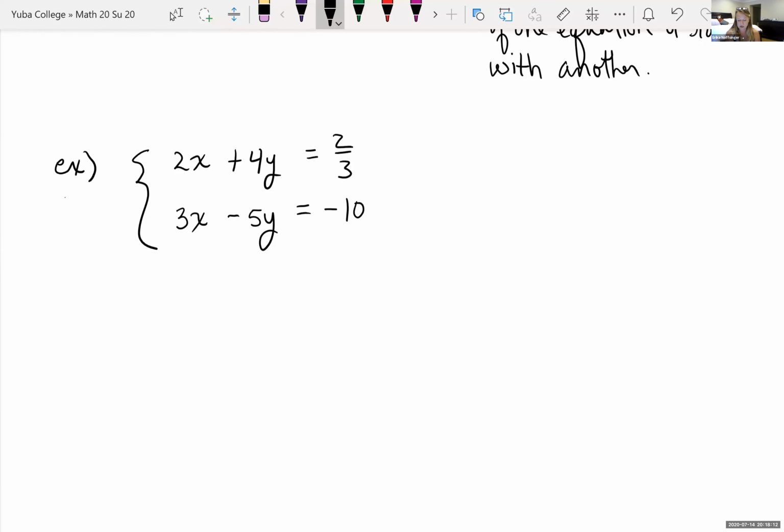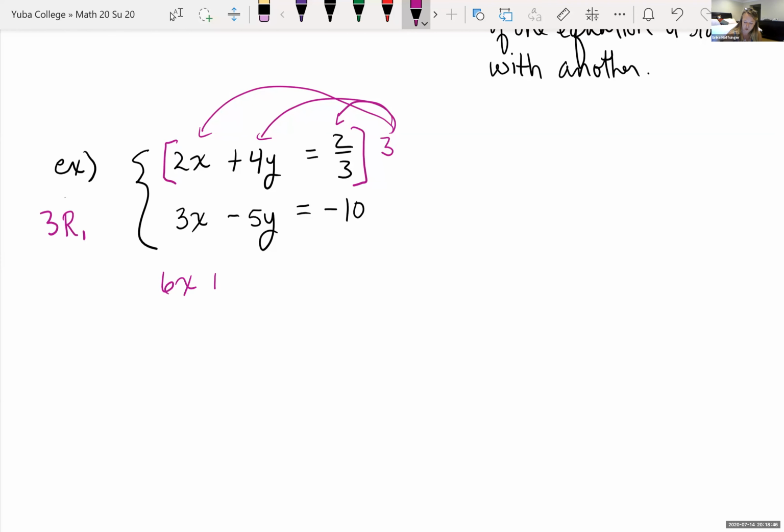We could, if we wanted to, get rid of this fraction in equation 1 by multiplying by the LCD, which is just 3. So maybe doing that. I'm going to do 3 times row 1. If I multiply everything through by 3, that changes my equation to 6x plus 12y is equal to, the whole point of doing this was so that the denominator would cancel, 2.